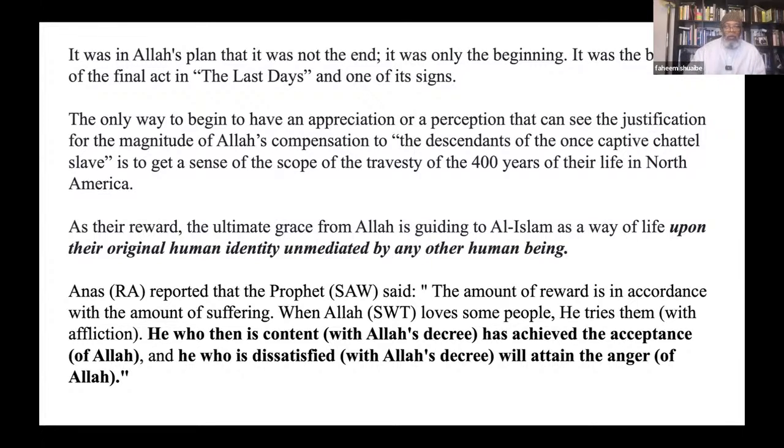Our reward is the ultimate grace from Allah, that He has guided us to al-Islam. Al-yawma akmaltu lakum dinakum wa atmamtu alaykum ni'ma. Said, this day have I perfected for you your way of life.